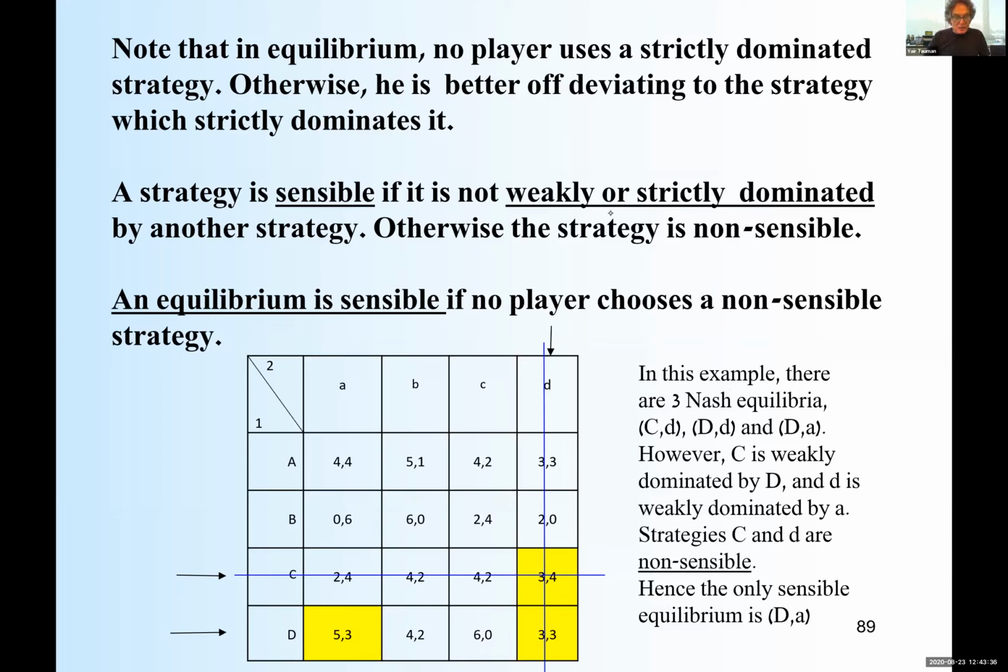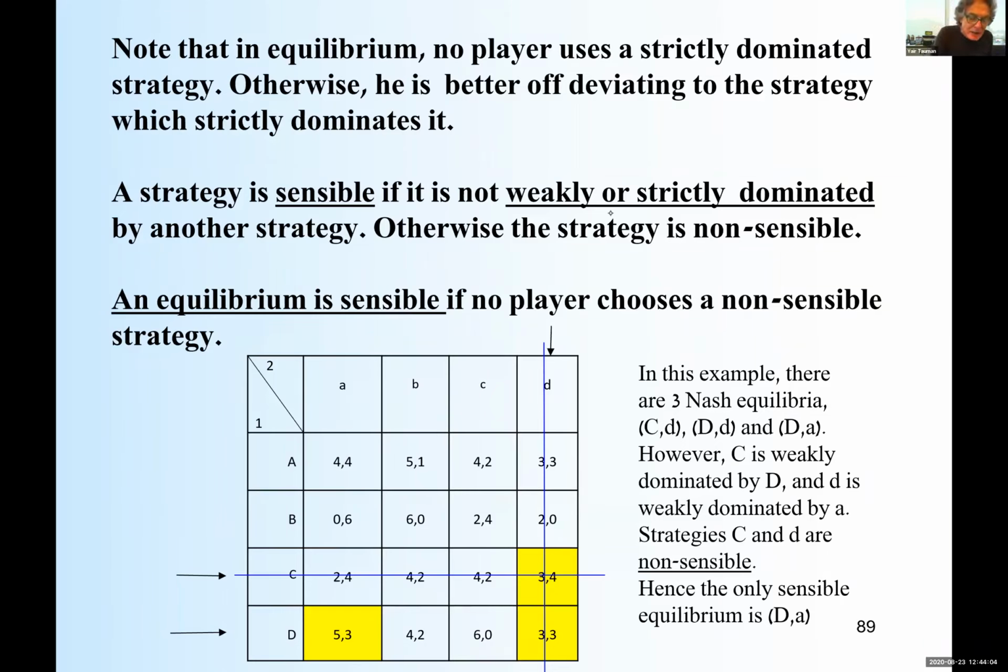So let me now make a definition. A strategy is sensible if it is not weakly or strictly dominated by another strategy. Otherwise, the strategy is non-sensible. An equilibrium is sensible if no player chooses a non-sensible strategy. By the way, that means that you don't choose a weakly dominated strategy.